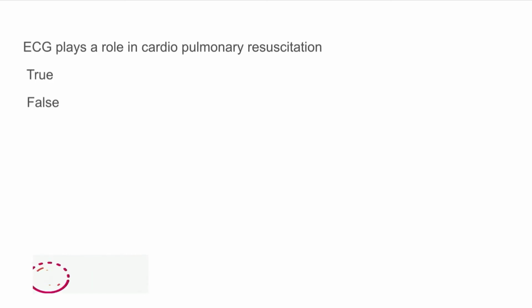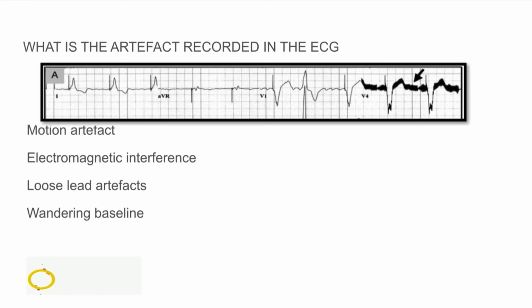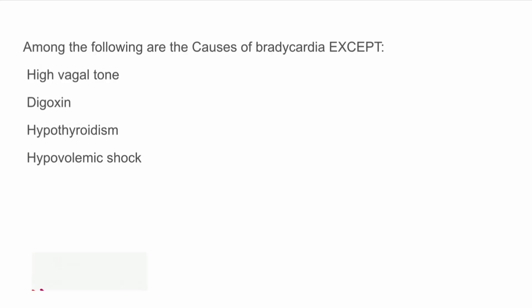ECG plays a role in cardiopulmonary resuscitation. The answer is true. What is the artifact recorded in this ECG? If it is a motion artifact, it will be like this. Only an electromagnetic artifact or interference will have a pattern like this. So the option is electromagnetic interference.